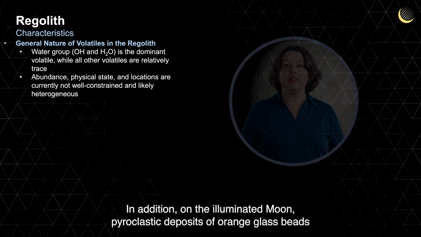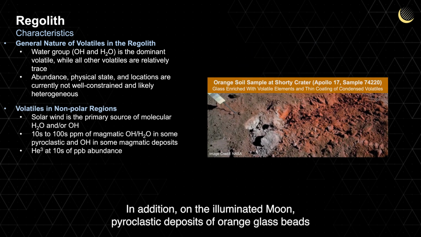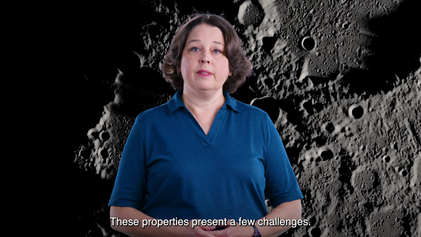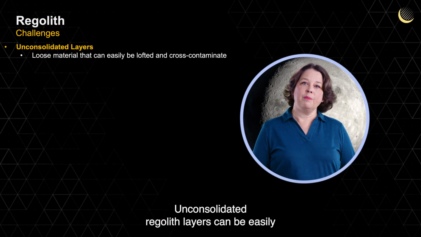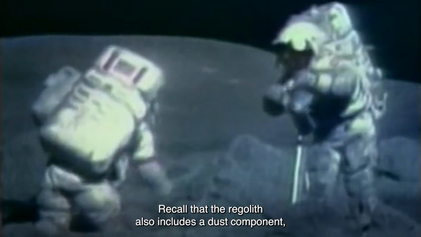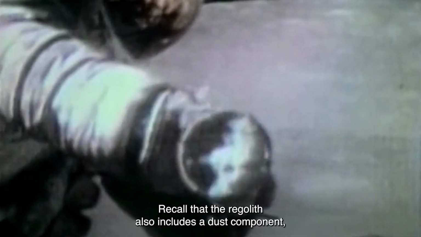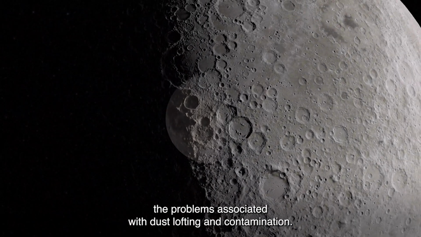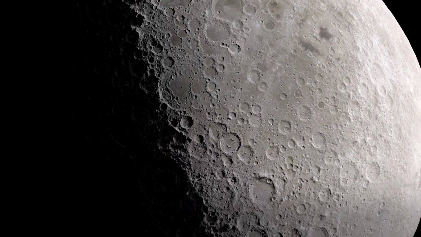In addition, on the illuminated moon, pyroclastic deposits of orange glass beads were found to be enriched with volatile species like hydroxyl, zinc, lead, sulfur, chlorine, and they had a thin coating of condensed volatiles. These properties present a few challenges. Unconsolidated regolith layers can be easily moved around and may land on critical surfaces. Recall that the regolith also includes a dust component, so any disturbance of the regolith material will also include the problems associated with dust lofting and contamination.